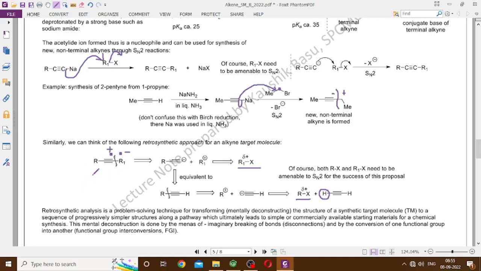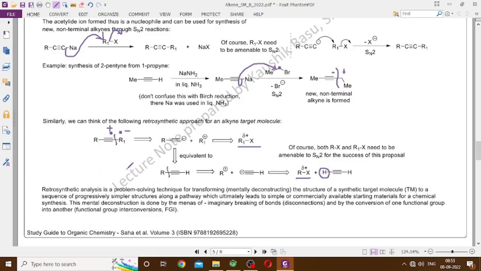So this is the retrosynthetic analysis, which is the problem solving technique of mentally deconstructing the structure of a synthetic target molecule. This is the target molecule that they have given you, and you simplify it till you get easily accessible structures like acetylene, RX, and R1X. So this unit is coming from acetylene, that unit is coming from RX, that unit is coming from R1X. The operation, the mental deconstruction of the whole molecule into such smaller fragments by several different techniques, by targeting specific bonds, that is the retrosynthesis.